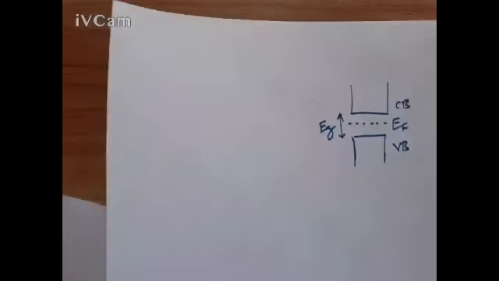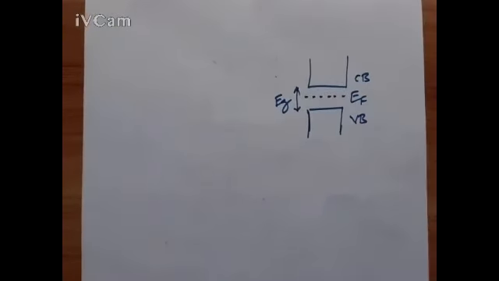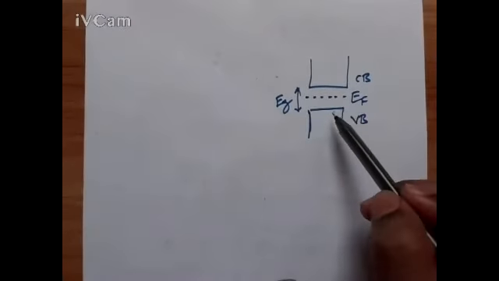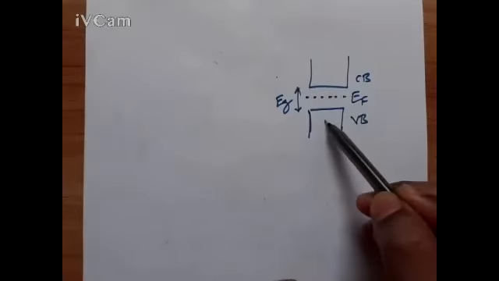The Fermi level is the highest occupied energy level. In the case of metal, we have seen that it is the highest occupied energy level. In a semiconductor, it is the average energy of the electrons, because electrons will be jumping from the valence band to the conduction band and back to the valence band.